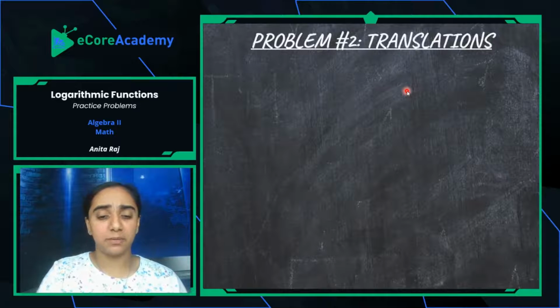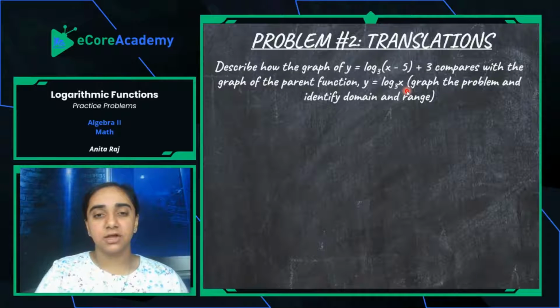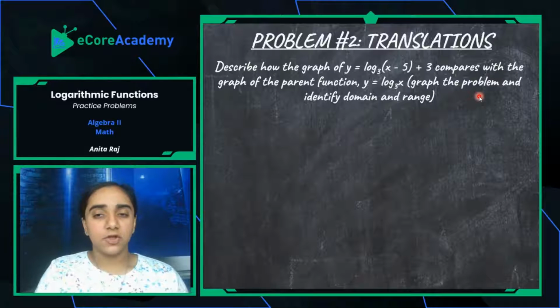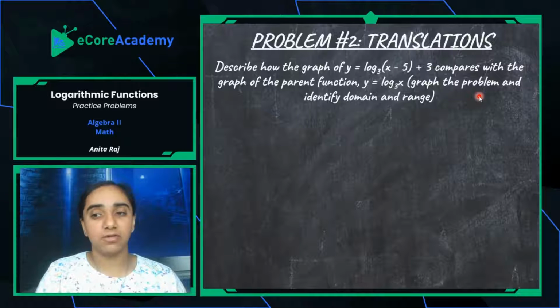Let's move on to problem number 2, which is on translations. So here's the problem. Describe how the graph of y equals log base 3 of x minus 5, plus 3, compares with the graph of the parent function y equals log base 3 of x. In order to compare, we're asked to graph the problem, and then we're going to identify the domain and range.